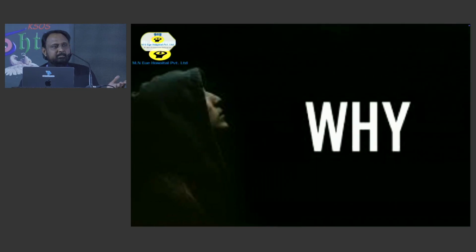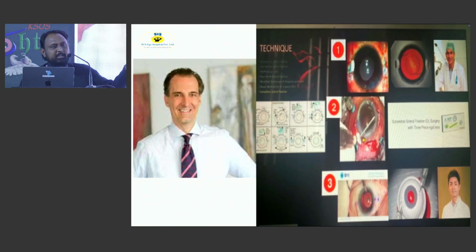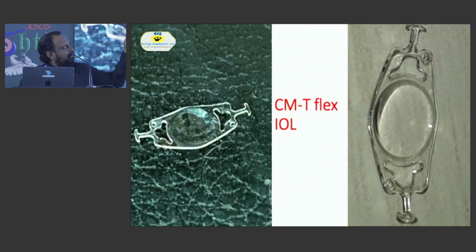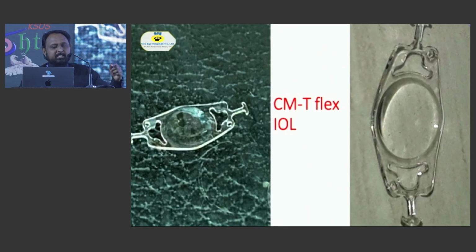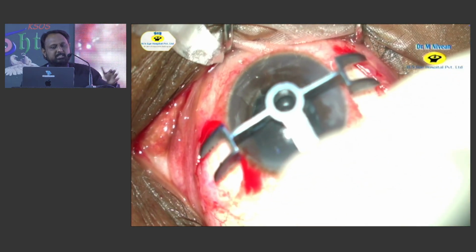So the invention started way back in 2017, when the concept was: we have so many different techniques of secondary IOL, but they were all modifications of the 3-piece lens or a single-piece lens that we already have, like the glued IOL, the Exnic technique, the Yamane technique. So why not have a specific design of an IOL? The CMT Flex is nothing but a single-piece hydrophilic lens with a specialized T-shaped haptic. When you pull this T-shaped haptic outside, it just sits there, and that prevents the lens from falling back.